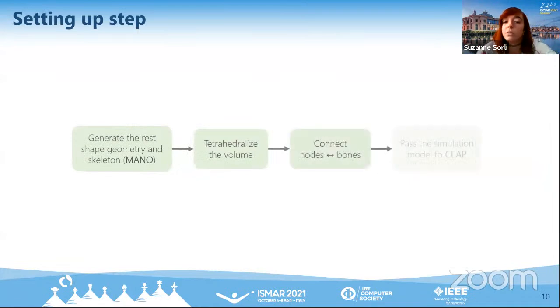In practice, to set up the hand simulation, we first generate the rest shape geometry of the hand surface and also the skeleton based on particular values of the shape parameters of the model that I presented earlier. Then we tetrahedralize the volume of the hand. We connect internal nodes of this tetrahedral mesh to the bones. And finally, we pass the whole simulation model to the CLAP library.